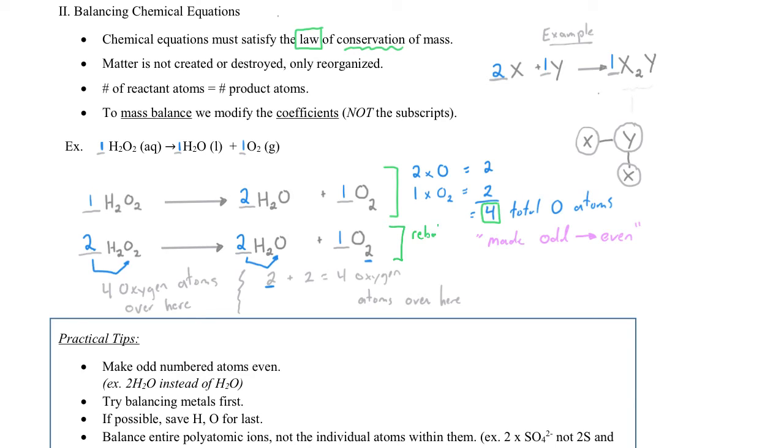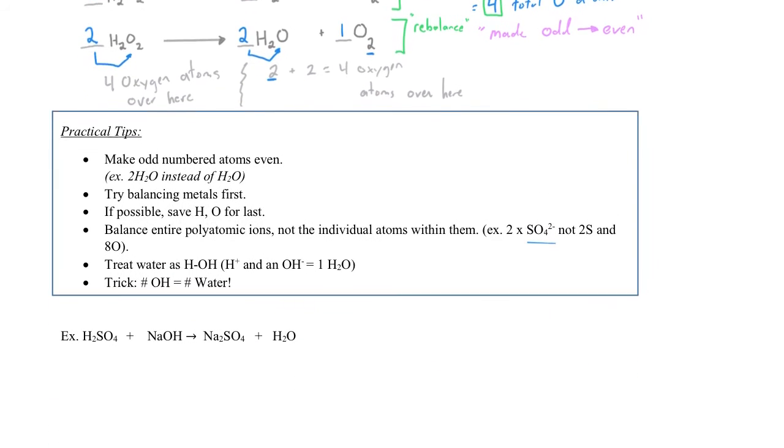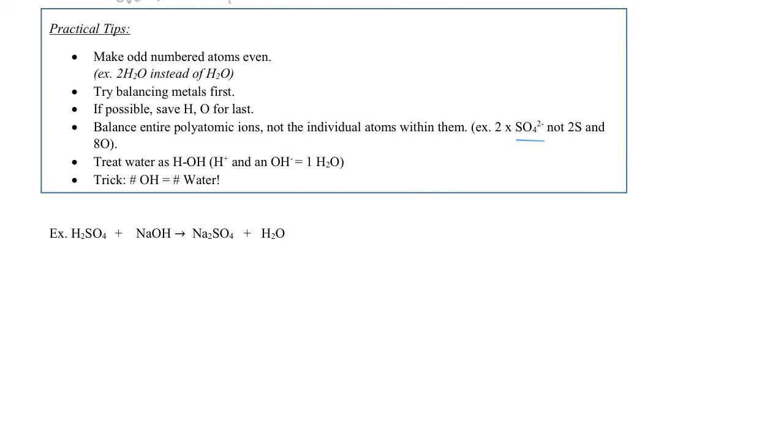So I changed a coefficient on the right and therefore had to fix something else on the left, and therefore I rewrote it. We call that rebalancing the equation. So if we look at the two steps here in balancing this particular reaction, the first thing we did was we made the odd numbered atom, oxygen, even, and then in the second step, we rebalanced oxygen on the left-hand side. Now, what we're going to do is look at some other examples of balancing, and I want to introduce to you some of the tips that are in this box as we go through these examples.